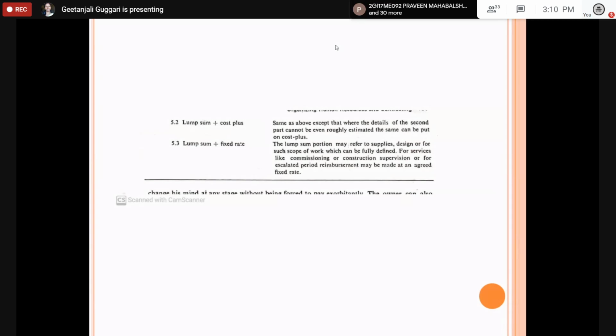So based on that, we are going to do the reimbursement for the contractors. Reimbursement is nothing but the payment, what method of payment you are using for the contractors. This also needs to be finalized in the beginning itself. For that, you have lump sum, cost plus contractors, item rate contractors, hybrid contractors, lump sum plus cost plus contractors, and lump sum plus fixed rate contractors.